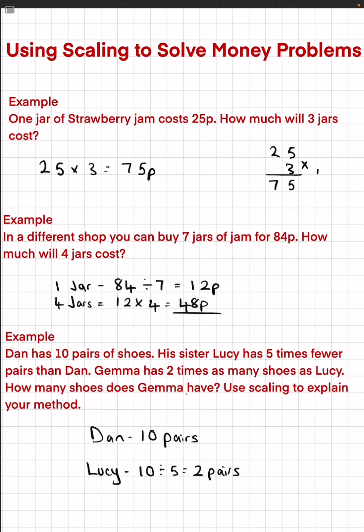The question is asking how much Gemma has. Gemma has 2 times as many shoes as Lucy has. If Lucy has 2, multiply this by 2, which equals 4 pairs. So Gemma has 4 pairs of shoes.